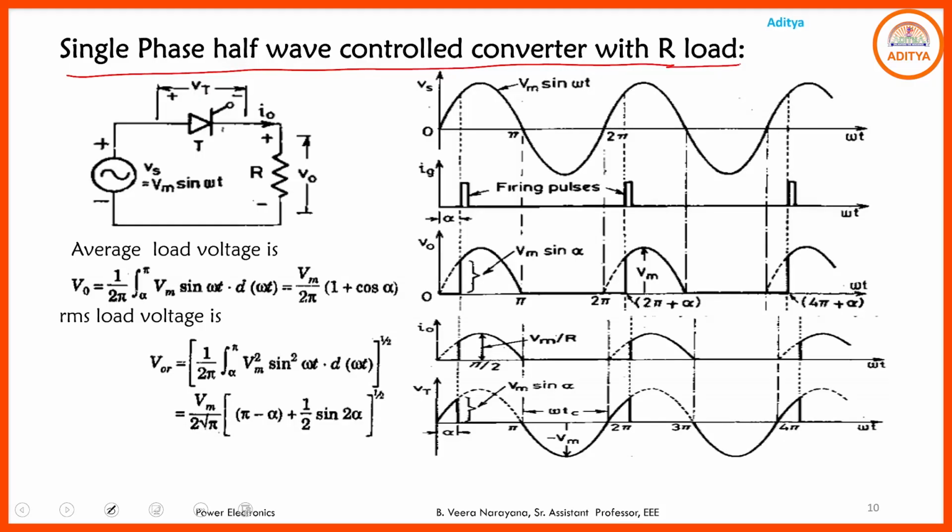So this is the circuit diagram representation of the single phase half wave controlled converter with R load. It consists of the AC source and the resistive load. I want to transmit this AC source to the resistive load through the SCR, a controllable switch. So this is a simple representation of the single phase half wave controlled converter. It consists of the source, SCR, and resistive load. Here V0 is the output voltage across the resistor and I0 is the current flowing through the load.